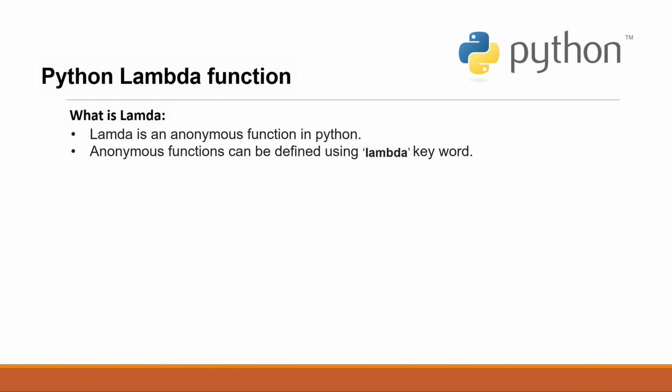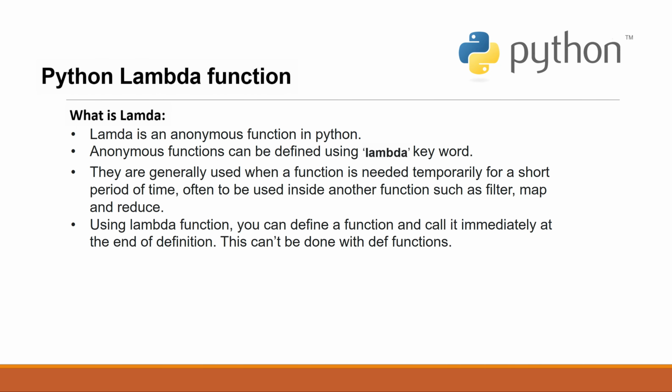What is a lambda function? Okay, it is an anonymous function, and we can use a lambda function without the def keyword, which we commonly use along with functions whenever we want to define one. A lambda function is generally used when a function is needed on a temporary basis, when we have to execute it inside a function. Using a lambda function, we can define a function and call it immediately at the end of the definition. But the same cannot be done with def functions.